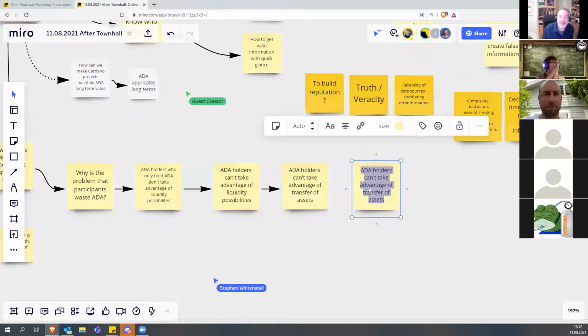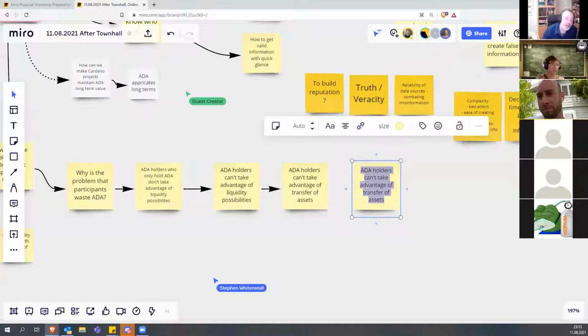Yeah. Okay, maybe this is the final problem statement: other holders can't take advantage of transfer of assets. But if we could put one final spin on it, why does it matter? Why should other holders take advantage of transfer of assets? They shouldn't. We think ADA holders should hold their assets and take advantage of the liquidity within them, that can be provided from elsewhere, if that makes any sense.